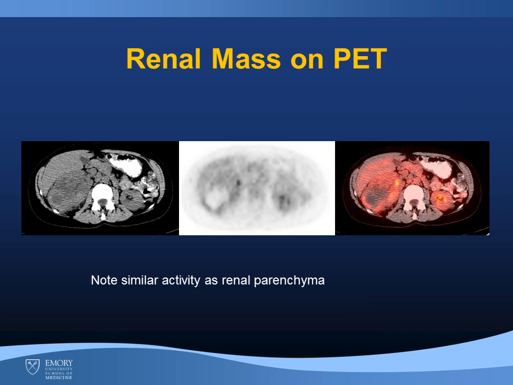Now notice this patient with an ugly appearing renal mass on the right. The level of activity is really no greater than that of renal parenchyma. Again, any activity at all within a renal mass warrants further investigation.